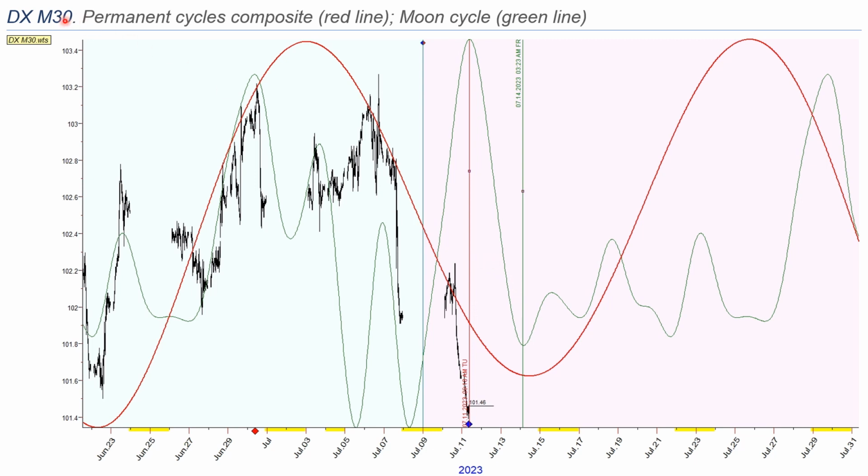If we switch to the M30 time frame, here we have two projection lines. The red one is the permanent cycle composite line. This is important but not as precise as the thin green line. This is the moon cycle, and both lines suggest a bullish turning point projected on the end of this week. So Thursday or Friday is going to be an important bullish turning point for the US dollar index.